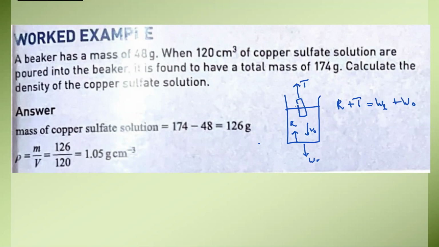Why did we not consider the upthrust here? Because the upthrust and the weight combination will give us the tension. So tension is actually the result of these two. The weight of the object and the upthrust result in the tension. That's why we did not include that.